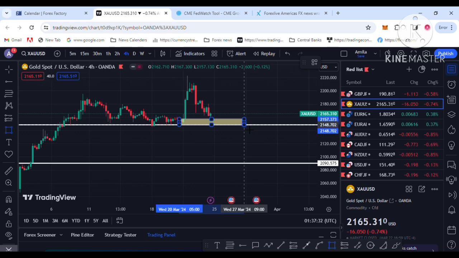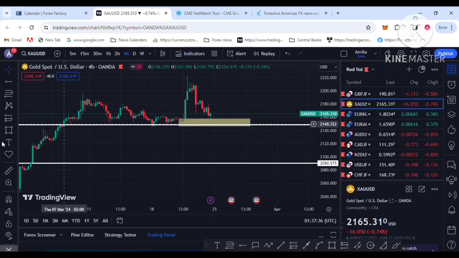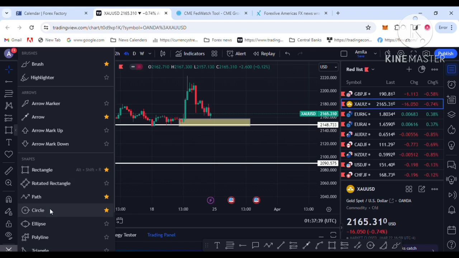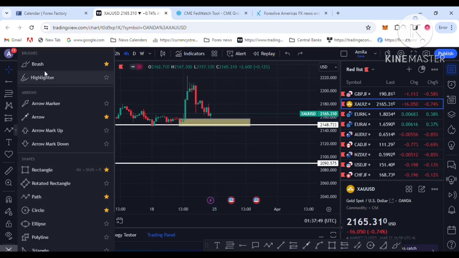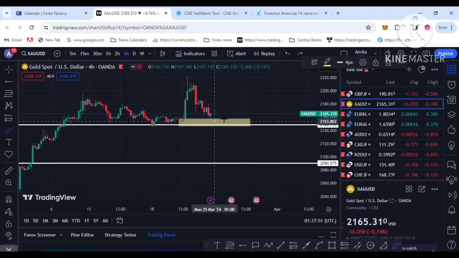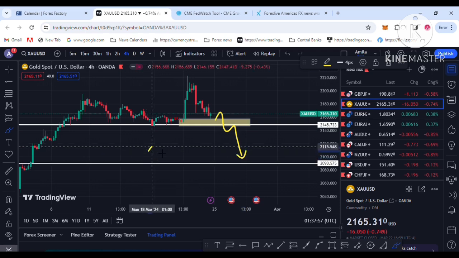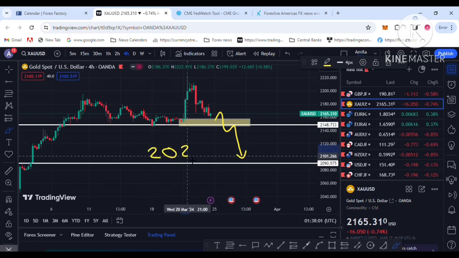Let's see the technical picture. I am on the 4-hour chart. This is the important buy zone. This buy zone is invalid if price does not respect it, and if this buy zone breaks out to the downside, that is your sell opportunity. 2150 is a strong demand zone, but it is a failed demand zone. The next support level is 2088. That is my forecast.